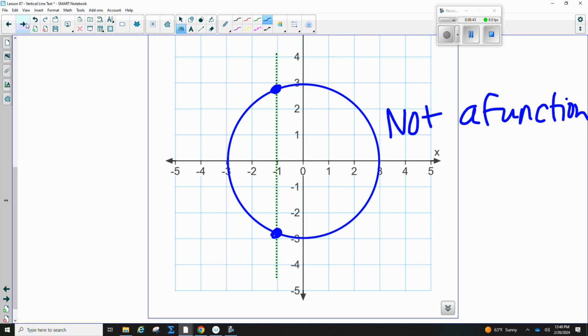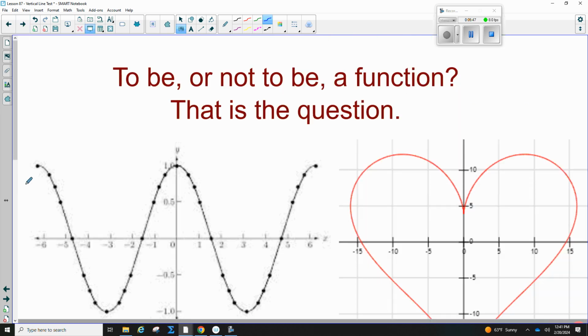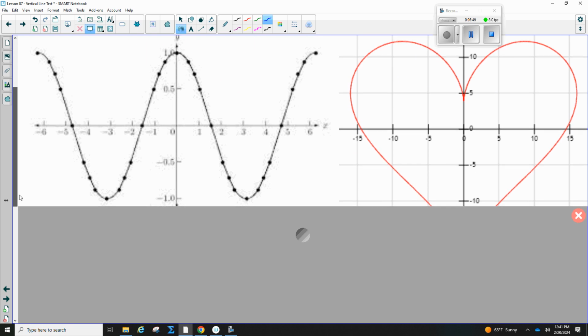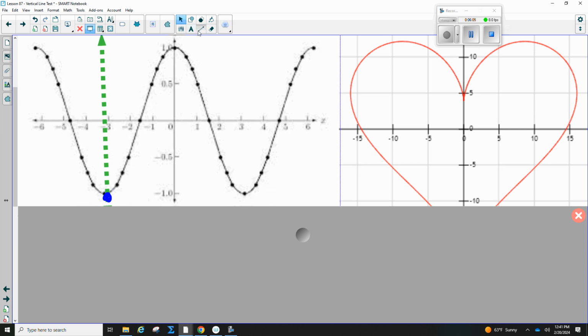Let's try another one. Okay, do we have a function? These are different graphs. Let's look at this guy right here. All right, so you're picturing drawing a vertical line, meaning like it just goes straight down. How many times does it touch the graph here? Once. Okay, even if I draw the vertical line here, how many times does it hit? Oh, I moved it. Once. It's only going to hit one time, no matter where you draw the line. So this one is a function.